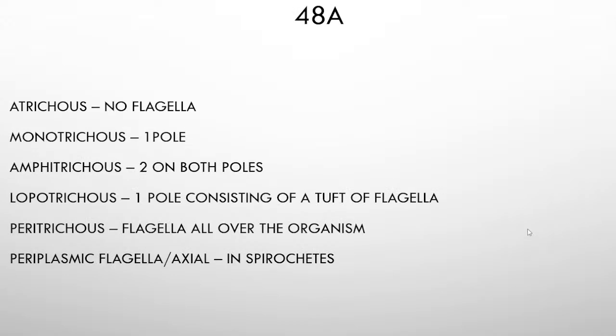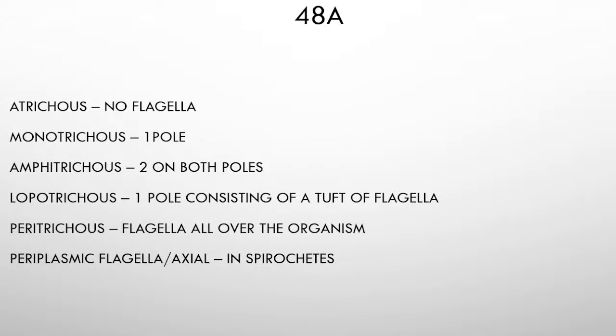All right, now what are the types of bacterial flagella? Of course, you need to remember these six types of bacterial flagella. Atrichous, they don't have flagella, of course. Monotrichous, one pole. Amphitrichous, both poles have flagella. Lophotrichous, one pole consisting of a tuft of flagella.